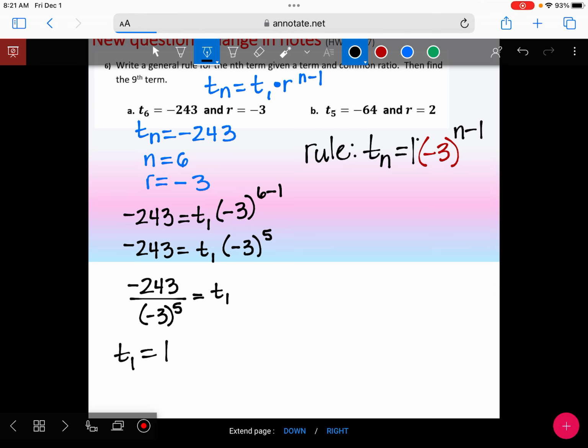Go ahead and use that rule to find T9. That's what it told us to do in our direction. So T sub 9 would be 1 times negative 3 to the power of 9 minus 1. Type that in your calculators.